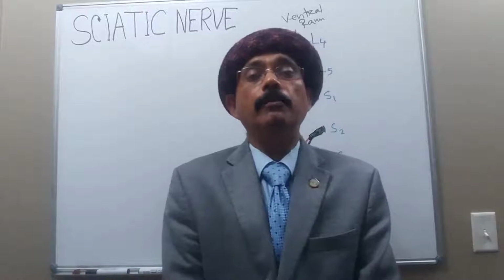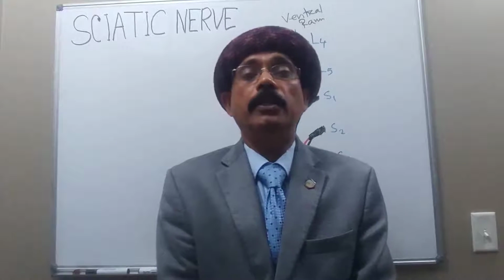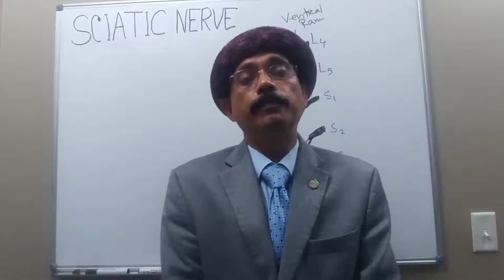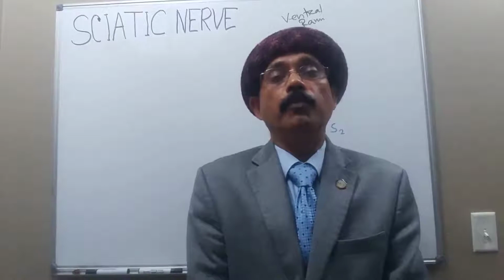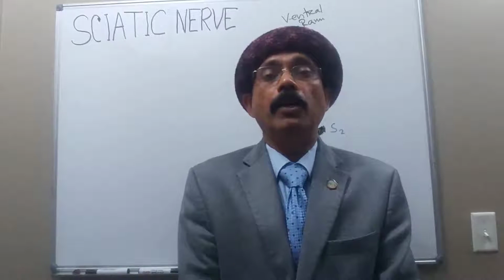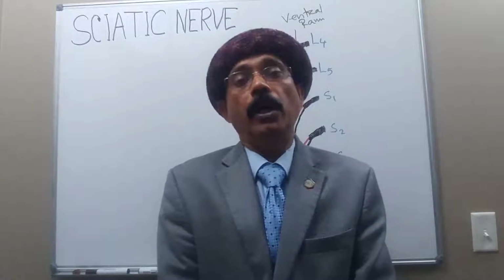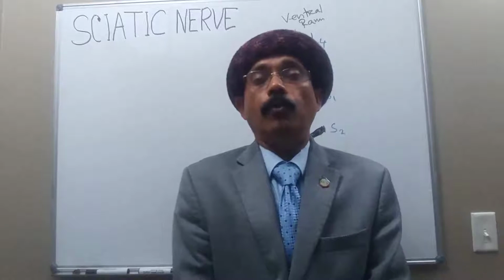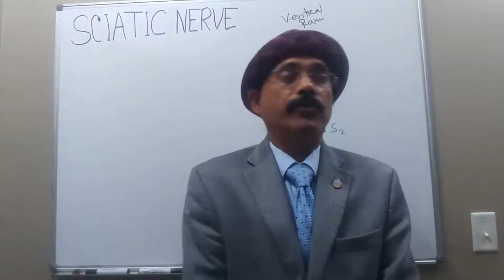Today I will discuss the anatomy of the sciatic nerve. The sciatic nerve is the largest and thickest nerve of our body. It is formed from the sacral plexus, from the ventral rami of L4, L5, S1, S2, S3.